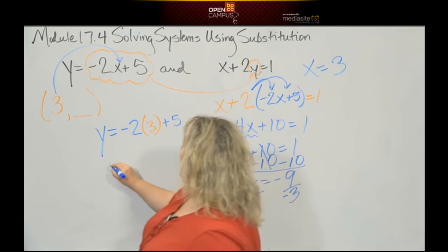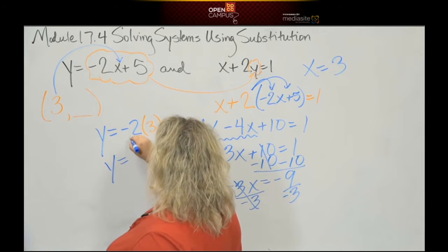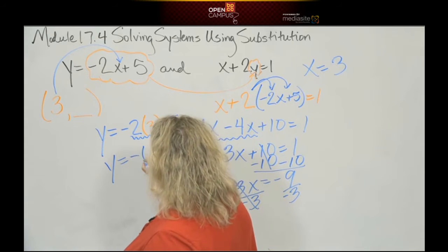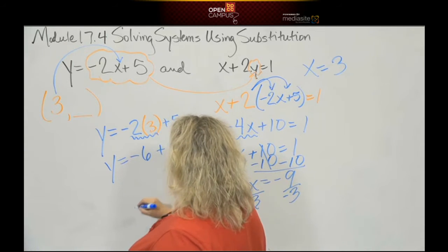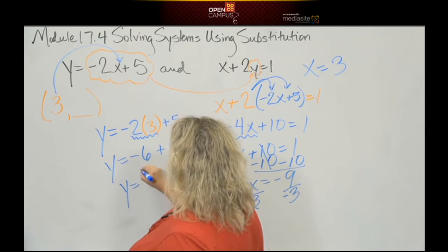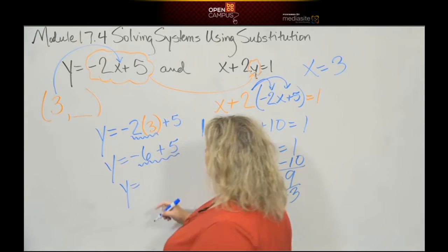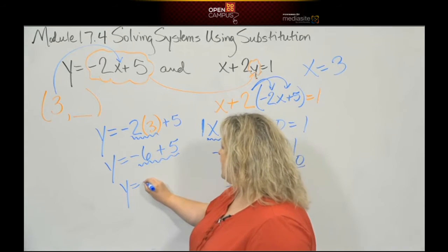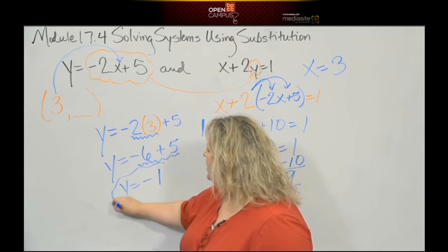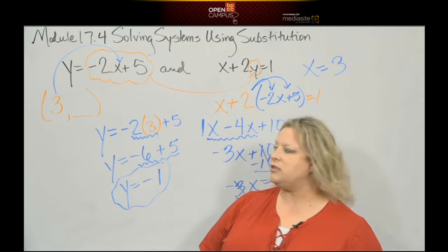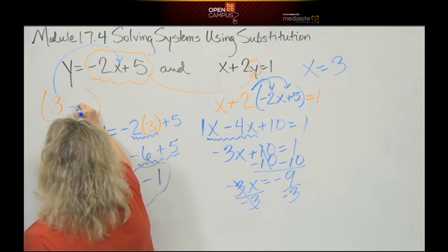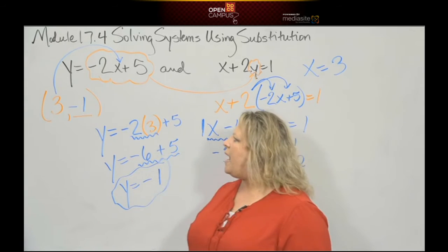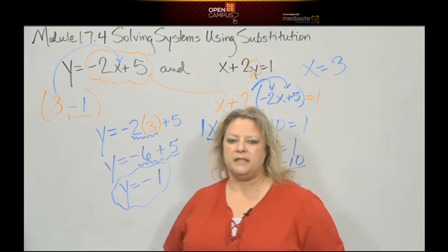So now I get y is equal to, do your order of operations, that's multiplication, that gives you negative 6 plus 5. Then y is equal to, order of operations, do addition. Positive and negative, what do you do? Subtract and take the sign of the bigger number, gives you negative 1. There's your solution. So y value is negative 1. There's your ordered pair. Now this one wasn't too bad because it already had the y by itself.